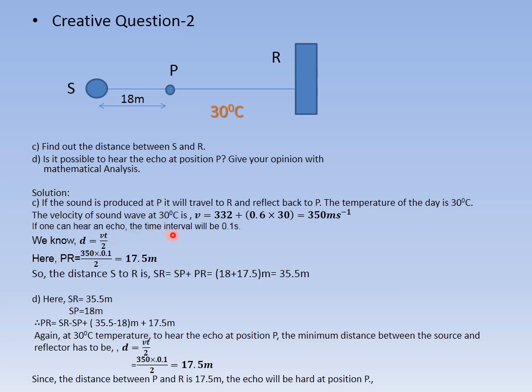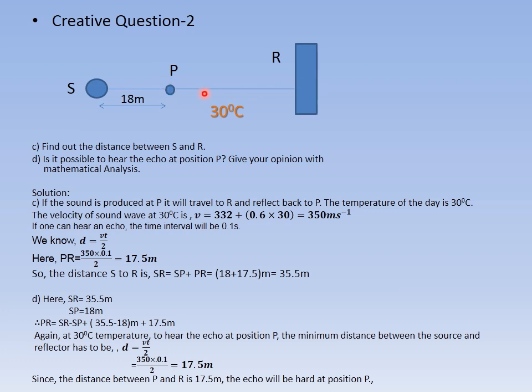If one can hear an echo, the time interval will be 0.1 second. As you know, this is the persistence period of time, the required time for hearing an echo, which is 0.1 second. We can write the equation d is equal to vt by 2, as this is the equation of echo. What is d? D means the distance, and for this math we are considering the distance P and R. So d means PR. We have written that d is equal to PR, and the value of v is 350 and t is 0.1, dividing by 2, equal to 17.5 meter.